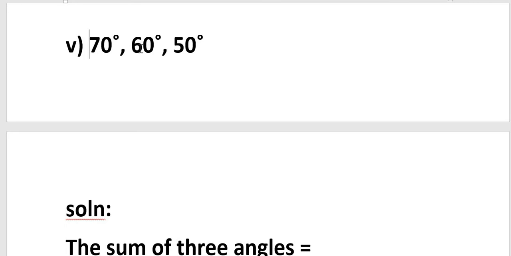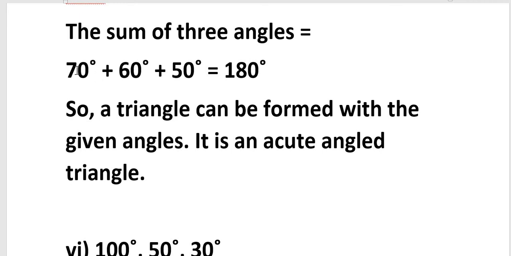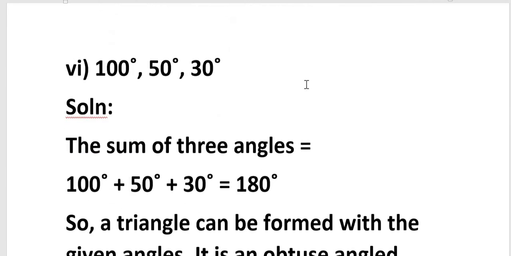70 degree, 60 degree and 50 degree. Find the sum of the three angles. When you add all three angles, you will get 180 degree. So a triangle can be formed with the given angles. It is an acute angled triangle, because all three angles are acute.